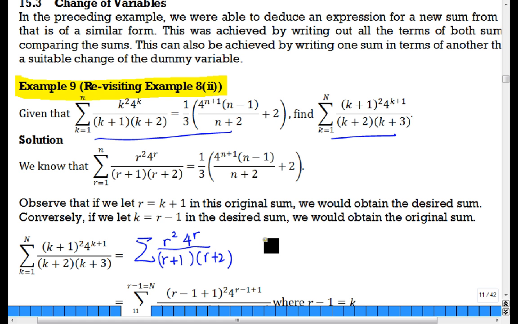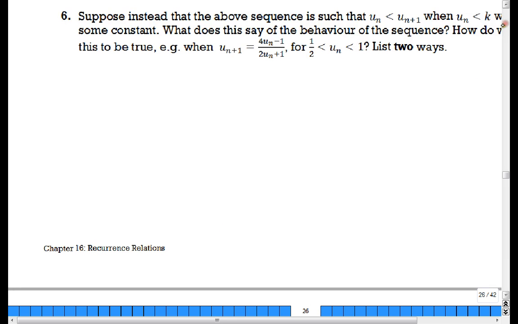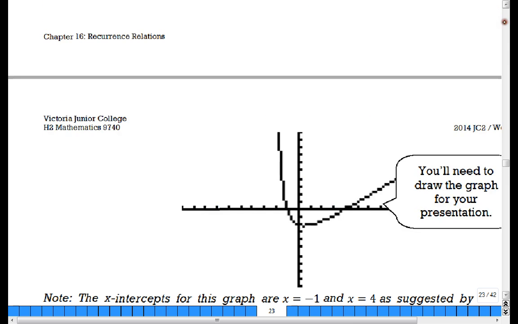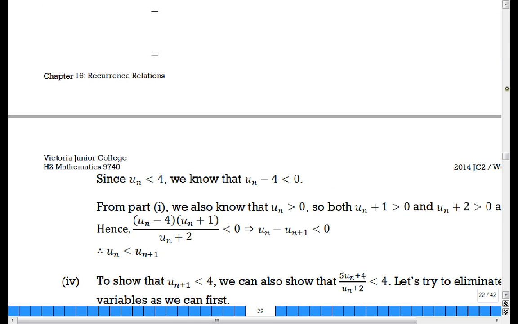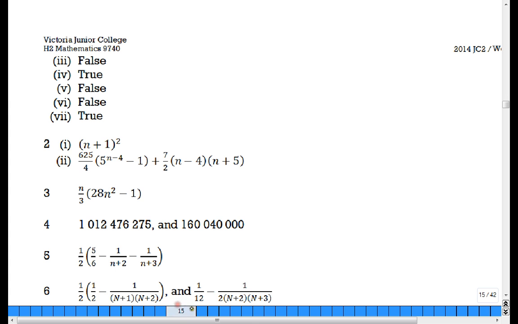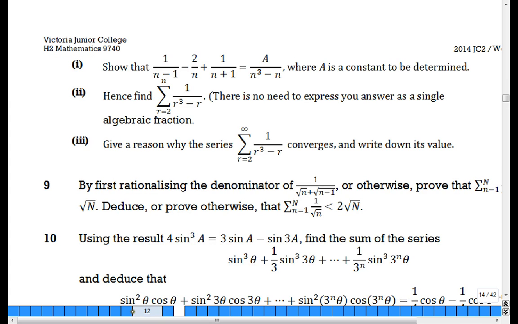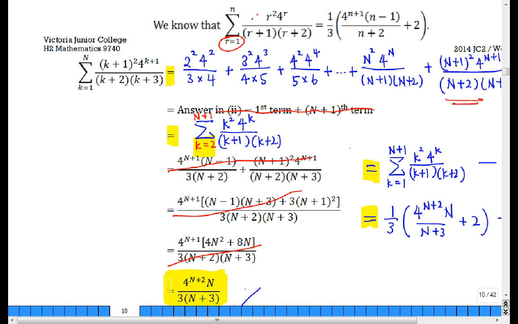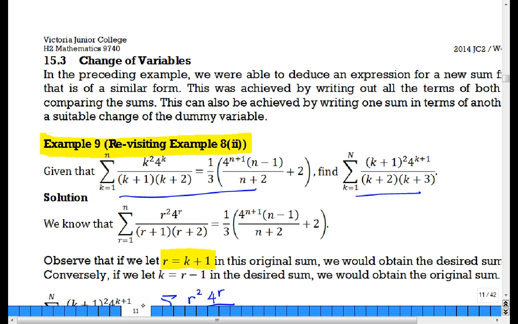By letting R equals to K plus 1. Oops, sorry. Hey, where has it gone to? Sorry. Oh, sorry, 11. Thank you.